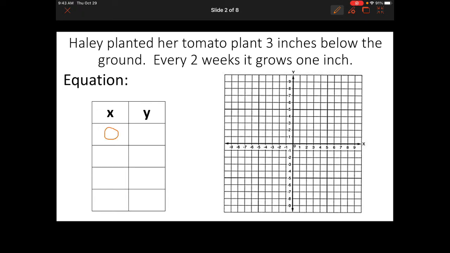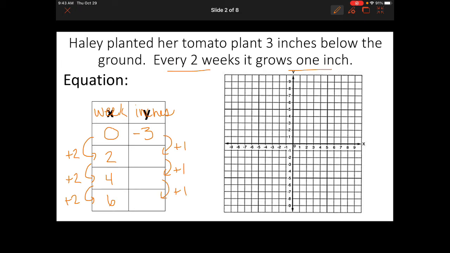If it's 3 inches below the ground, that means we're somewhere in the negative. So at week 0, her plant is -3 inches tall. It says right here, every 2 weeks, so we're gonna look on our week side, and we're gonna add 2 every time. After 2 weeks, how tall will it be? After 4 weeks? After 6 weeks? It grows 1 inch. So on this side, we are adding 1 every time.